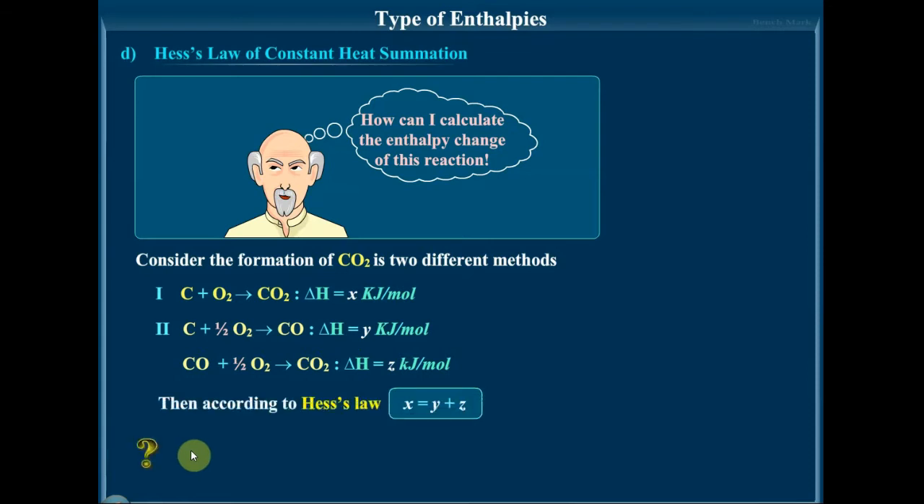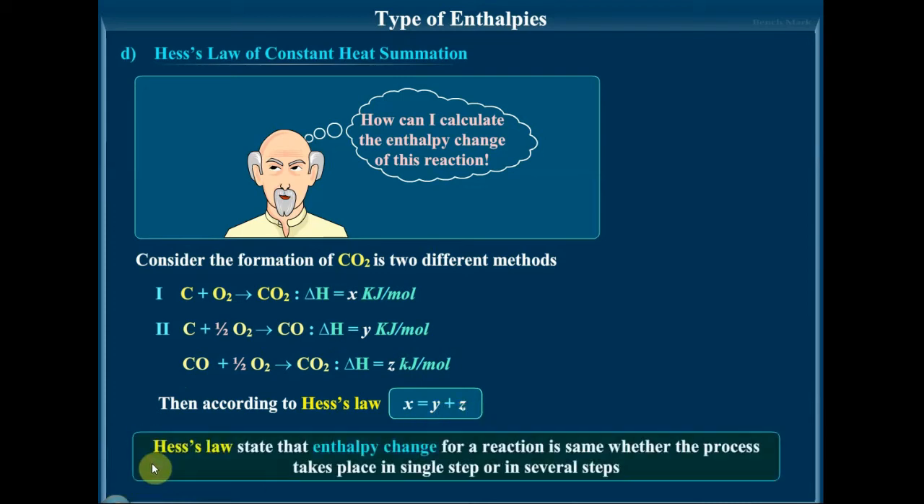So according to Hess's law, what is Hess's law? That is, if a reaction can be prepared by two or more different intermediate steps, or if a particular reaction can be divided into different steps, then the enthalpy of the general reaction would be equal to the sum of the enthalpies of the intermediate reactions. So here X would be equal to the enthalpy of formation of carbon monoxide, that is Y, plus the enthalpy of formation of carbon dioxide from carbon monoxide. So X would be equal to Y plus Z.